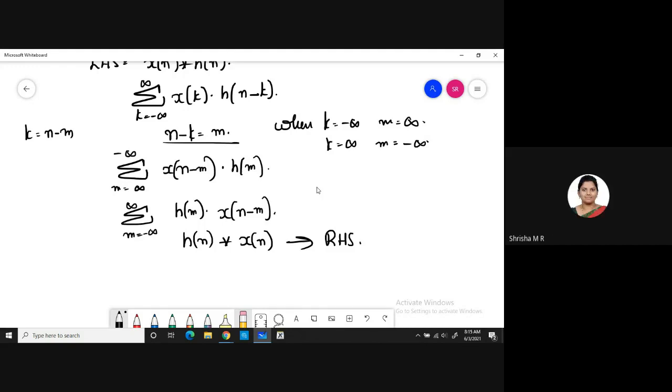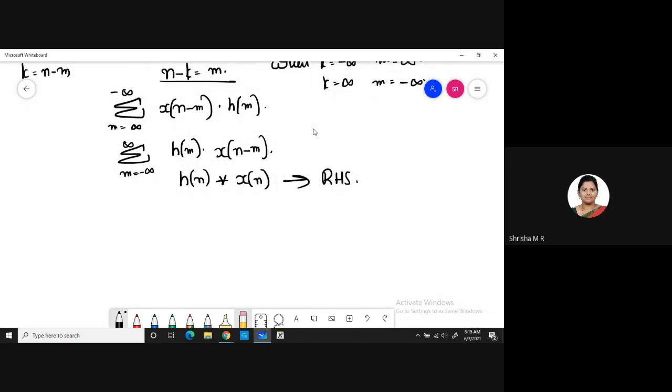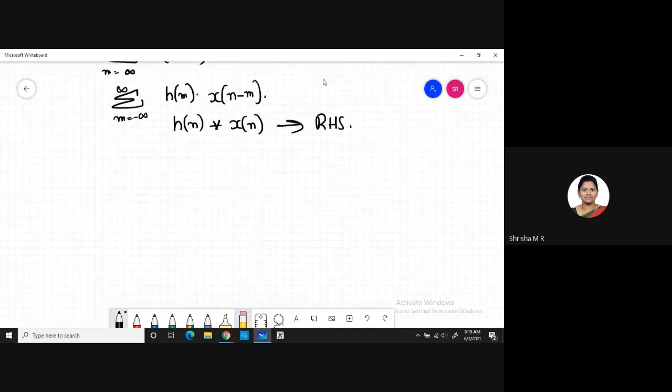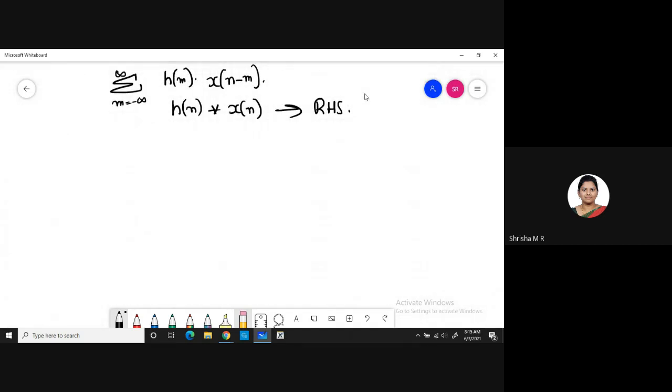Yes, ma'am. So now let us try to prove commutative property for convolution integral. Okay. So in convolution integral, we have continuous time signals. So convolution integral is for continuous time signals. So we have x of t convolved with h of t is equal to h of t convolved with x of t.